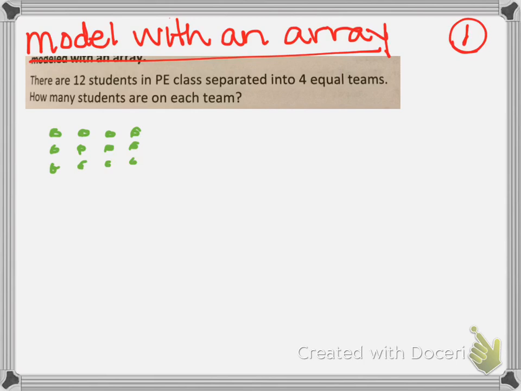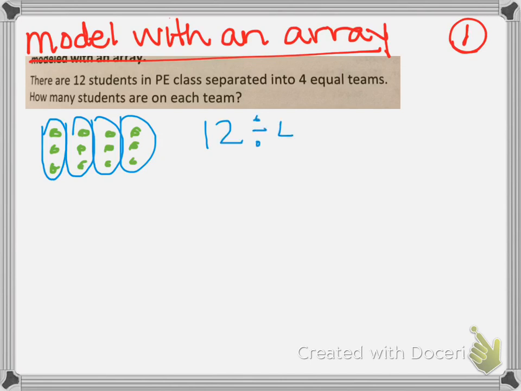Well, I see 4 columns, so I'm going to circle my 4 columns: 1, 2, 3, 4. Those are my 4 teams. Make sure you circle your 4 teams. Okay, so let's write a division sentence to match this model. We started with 12. We divided those 12 into 4 equal teams. And what's the quotient, or the size of each team? Yeah, it's 3.